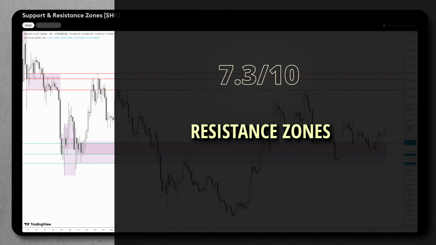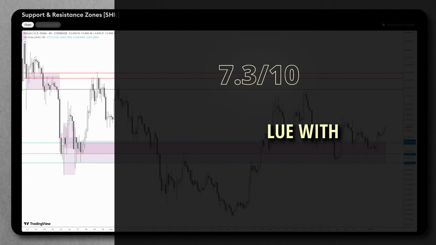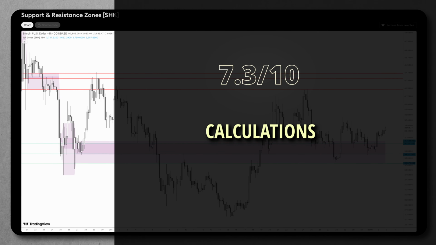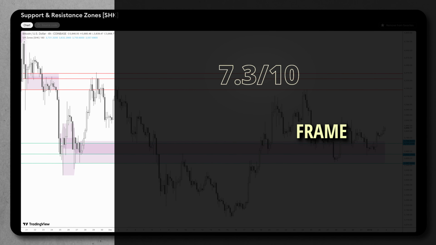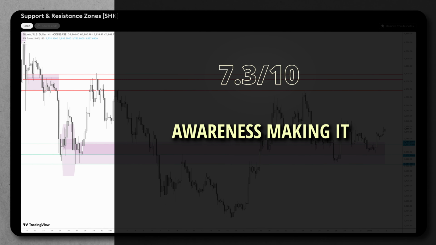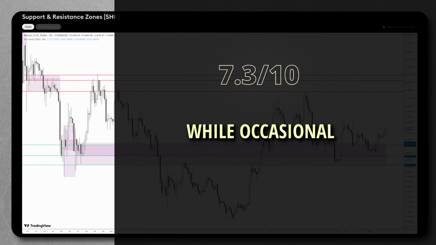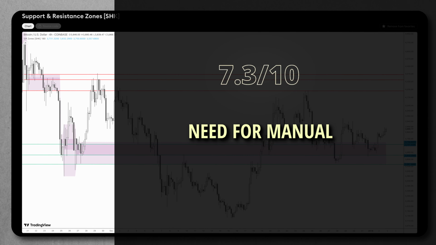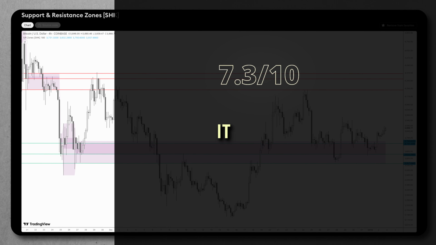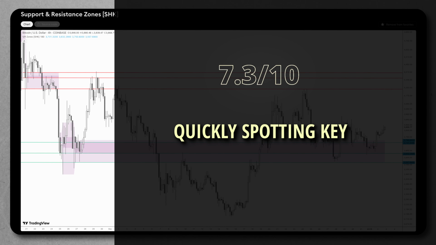The Support and Resistance Zones indicator delivers strong value with clean visuals and lag-free calculations. Its multi-timeframe support enhances contextual awareness, making it a solid addition to most trading strategies. While occasional false levels and the need for manual extension are drawbacks, it remains a reliable tool for quickly spotting key price zones.